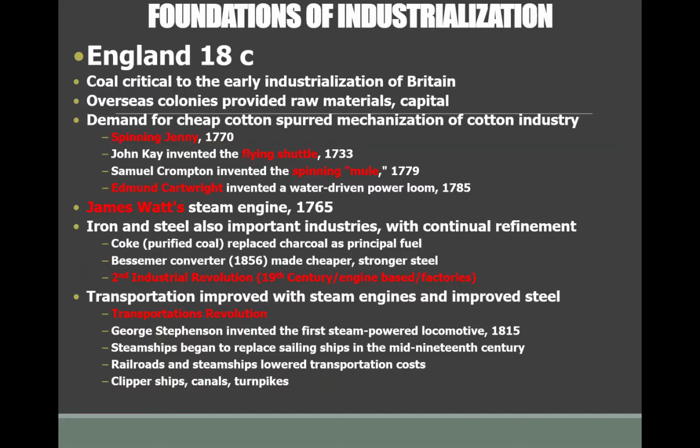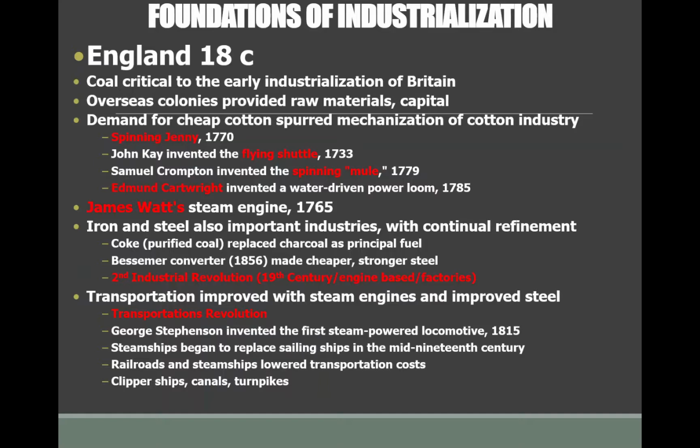James Watt is going to create one big invention in 1765, the steam engine. The steam engine will be used for transportation and a form of energy to power the first industrial revolution. Iron and steel will also become very important to the industries with continual refinement. Coke will replace charcoal as a principal fuel. In 1856, they'll create a new form of steel called the Bessemer steel. It's going to be cheaper and stronger steel.